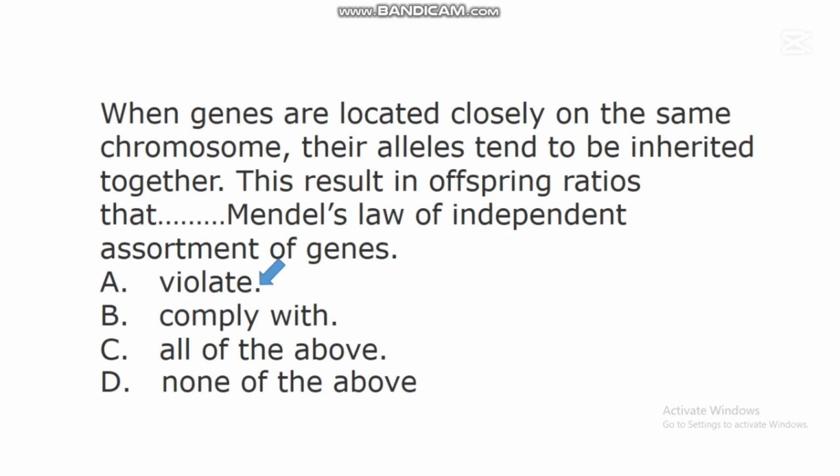Studies have shown that genes on the same chromosome can be very close to each other in such a way that their alleles tend to be inherited together. So when genes are close to one another on the same chromosome, there is a tendency for their alleles to be inherited together. And when this occurs, it will result in an offspring ratio that will violate Mendel's law of independent assortment of genes.